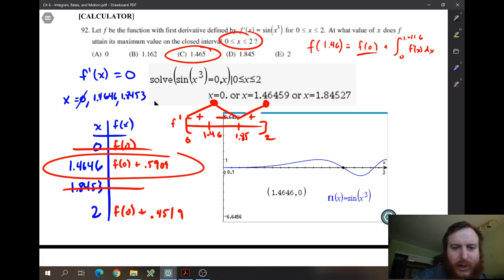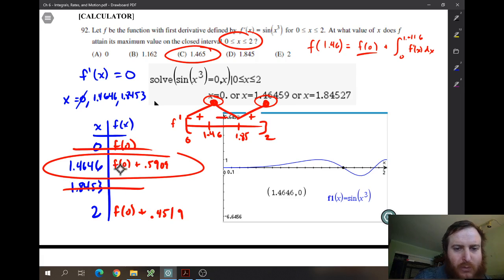But here's the deal, I kind of cheated and I did the f prime, like my number line analysis. And so I graphed this to see the number line analysis. And I see that we're increasing because it's above the axis. This is f prime. Above the axis is increasing, so it's increasing, decreasing, and increasing. So what I know is the only possible maxes are either 1.46 or 2. So I got rid of 0, I got rid of 1.8.